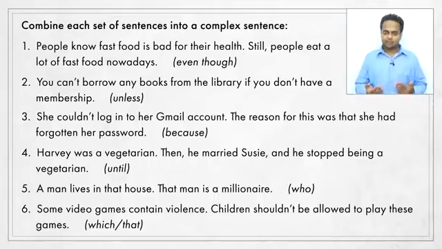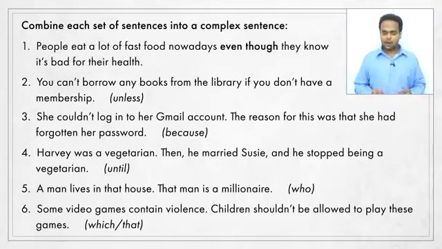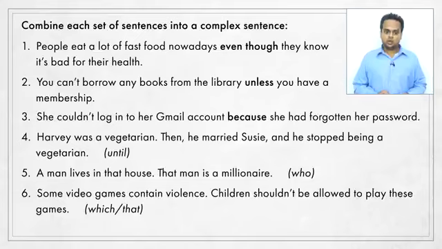Now there are different ways to rewrite each sentence. I'll give you my answers. Here's how I wrote the first one. People eat a lot of fast food nowadays, even though they know it's bad for their health. Number 2, you can't borrow any books from the library unless you have a membership. Number 3, she couldn't log into her Gmail account because she had forgotten her password.